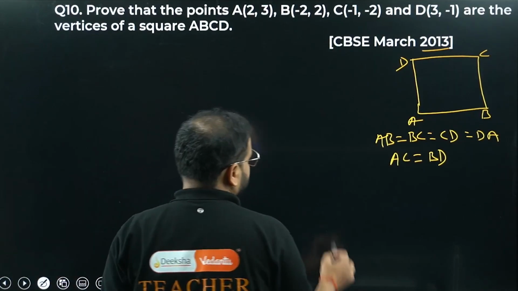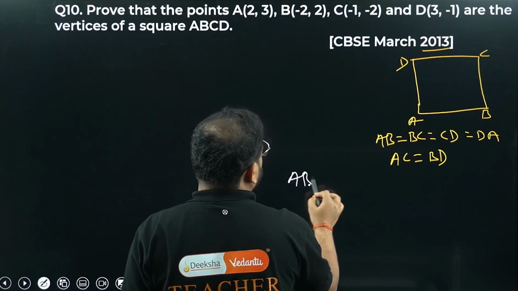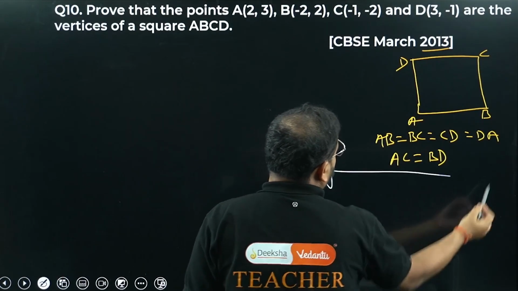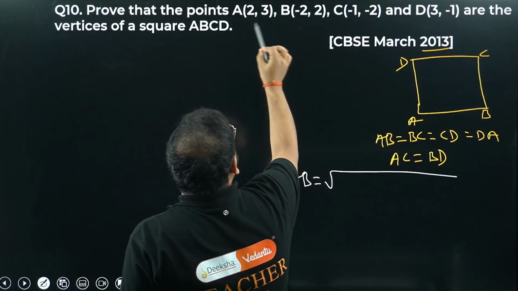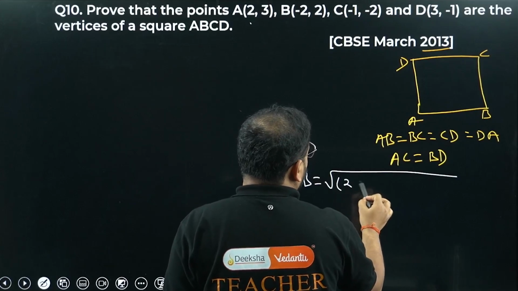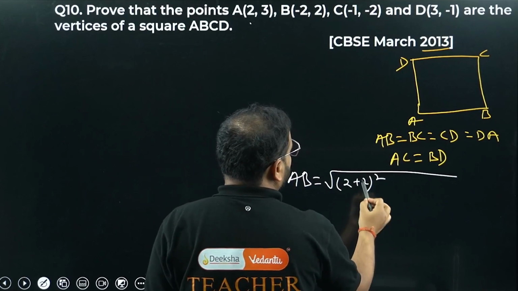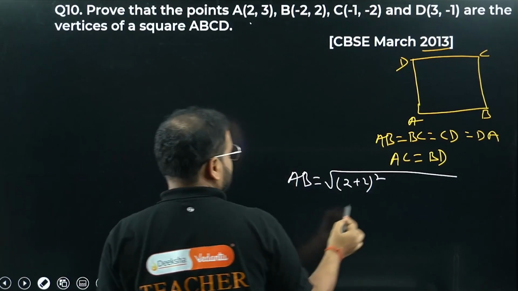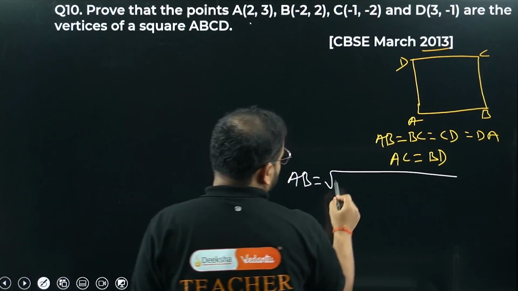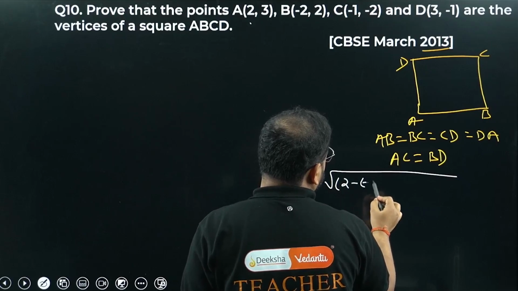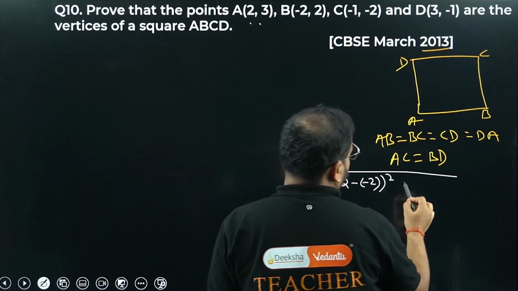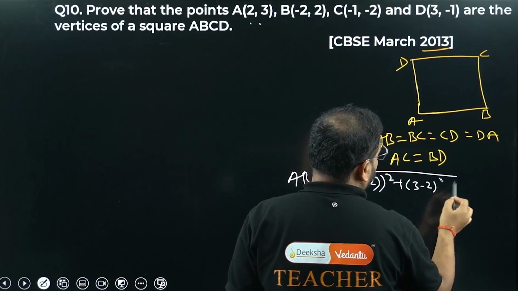So many distance formulas? Yes, we have to. For AB, 2 minus 2 is plus 2. I'll do all the steps for the first one, and next I will write directly. So 2 minus of minus 2, the whole square, plus 3 minus 2, the whole square.